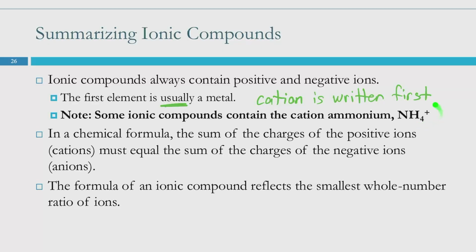So some ionic compounds might contain this ammonium cation, NH4+, which is also a polyatomic ion group. And our formula needs to be the smallest whole number ratio of ions. So basically an empirical formula. It's probably not technically correct to call it an empirical formula, but that's the idea. We want the simplest whole number ratio of the ions.